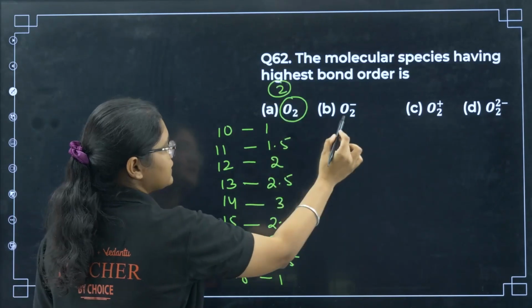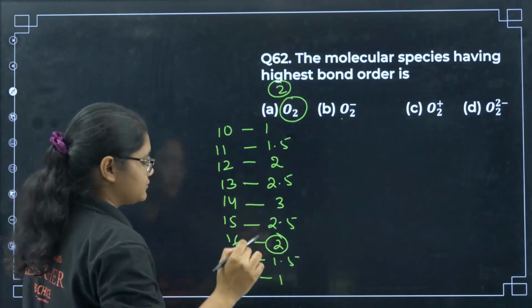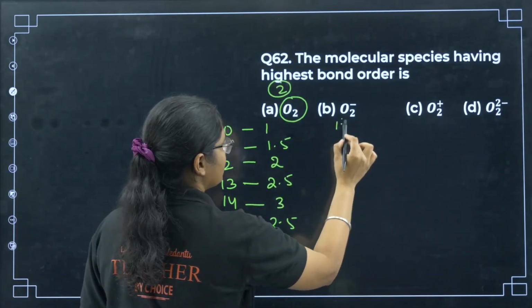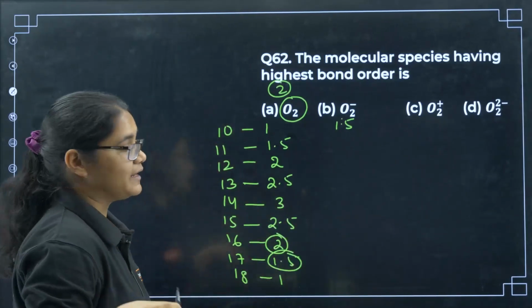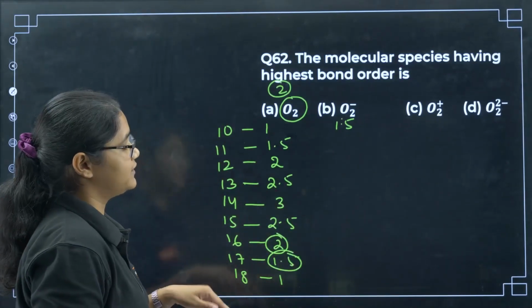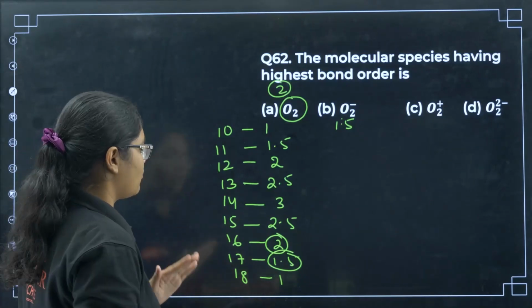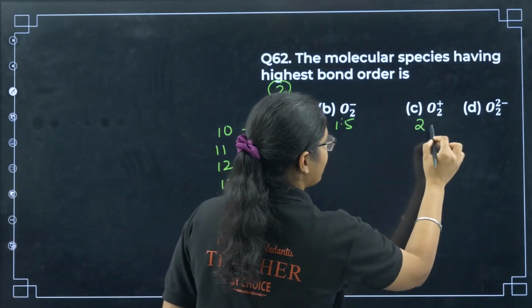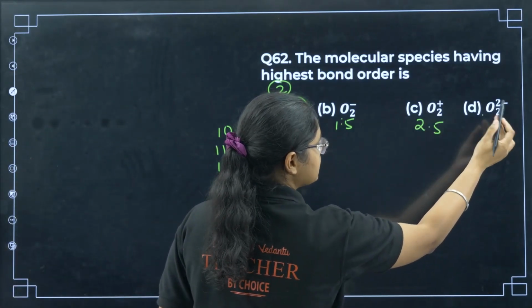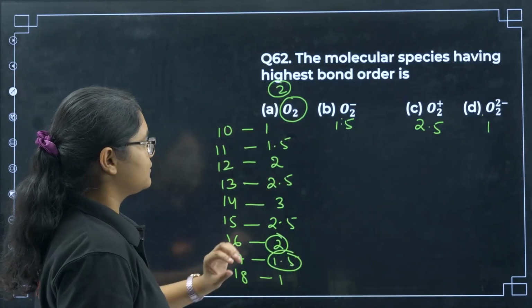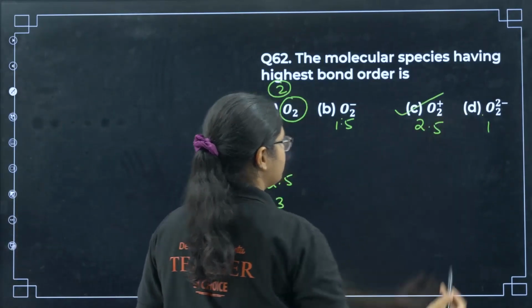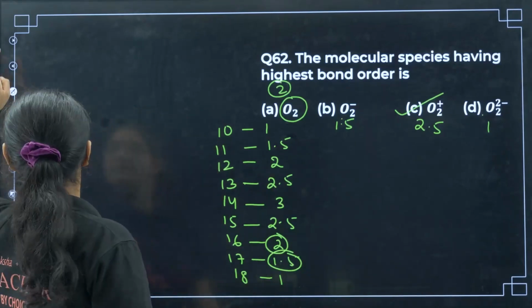Okay. Next, O2 minus: 8 plus 8, 16, plus 1, 17. So for 17 the bond order will be 1.5. Then O2 plus: 8 plus 8, 16, minus 1 is 15. For 15 the bond order will be 2.5, and here again 16, 17, 18, and for 18 the bond order is 1. So I can find the maximum bond order is present in O2 plus, so option number C here.